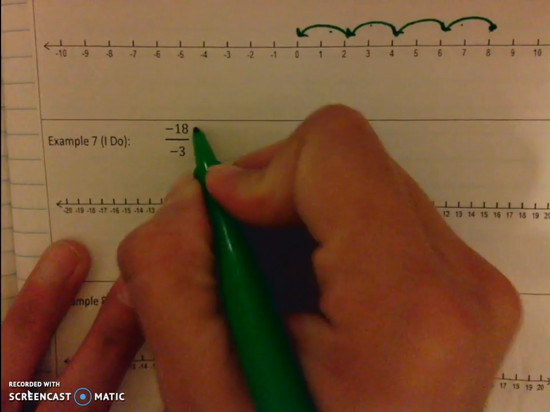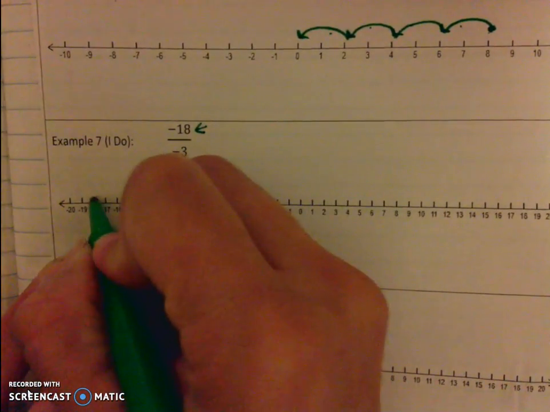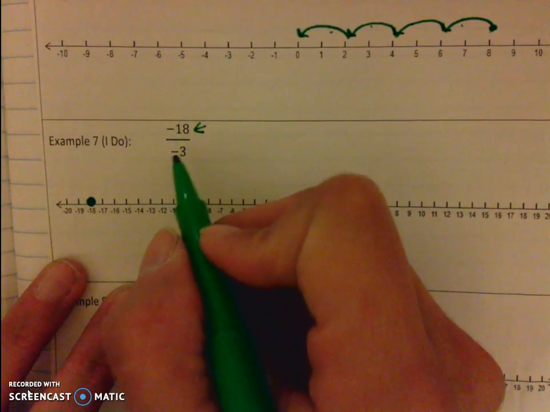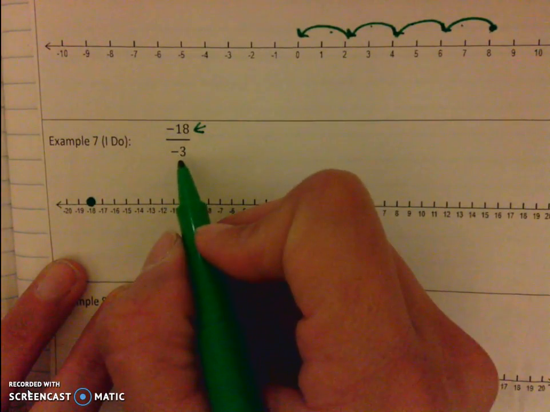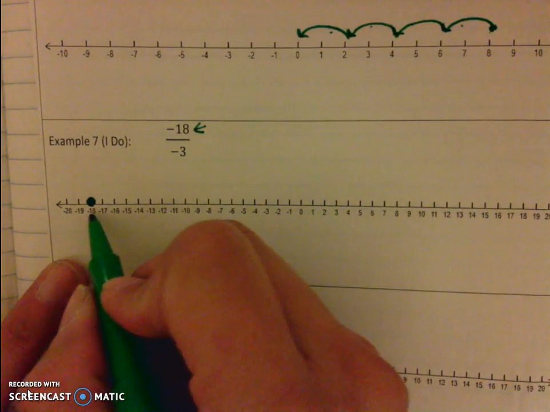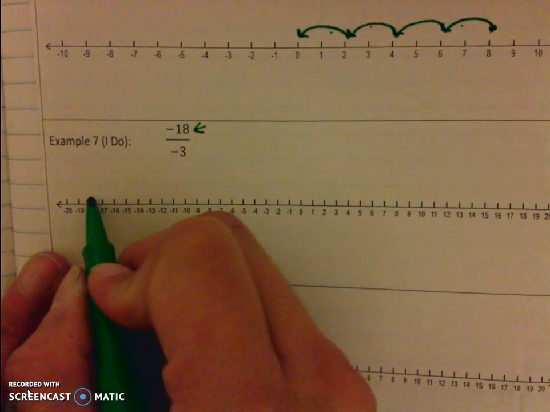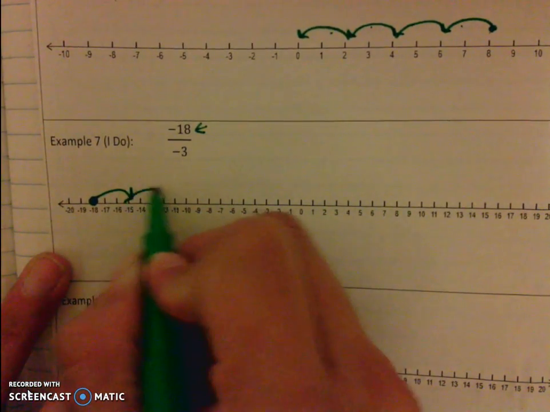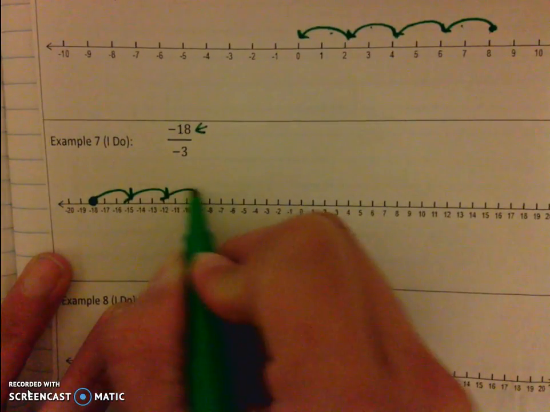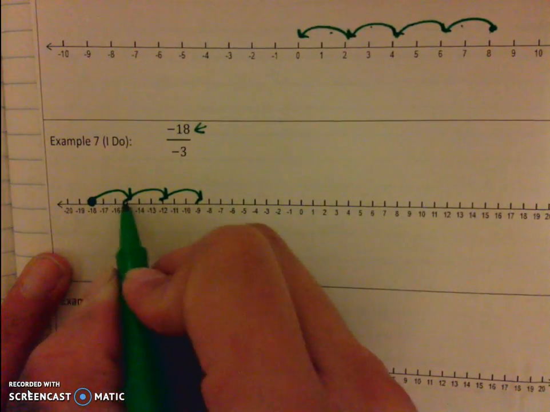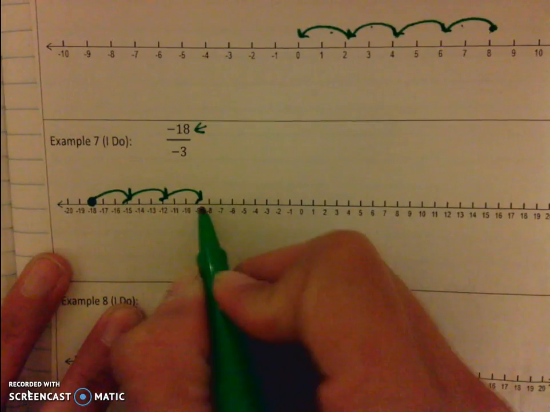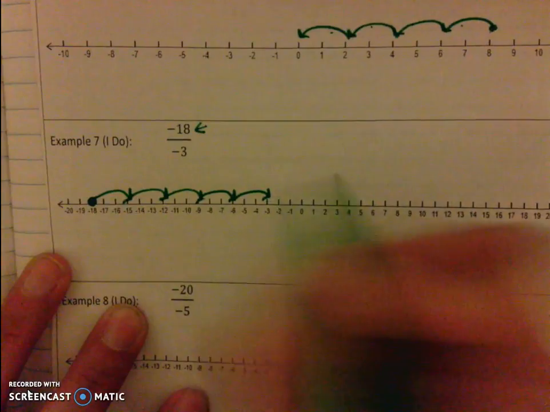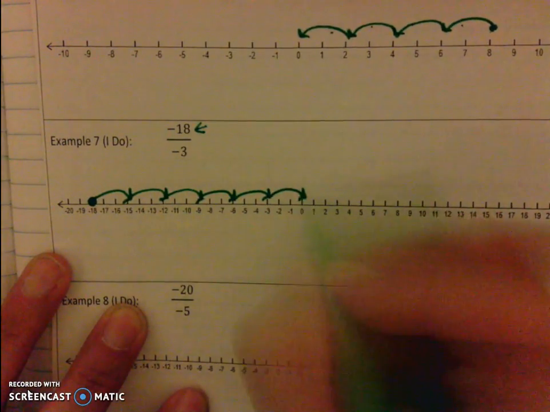Alright, so here we're going to start at -18 and we're going to make groups of -3. So I can make groups of -3 because I'm at the negative. So we're going to count by 3's. So that would go to -15 and then to -12 and then to -9. I'm counting by 3. So then another 3 would be -6. Another 3 would be -3, and then to 0.